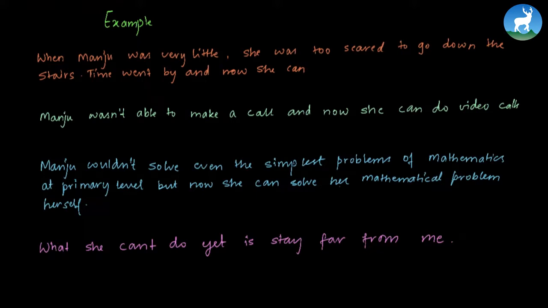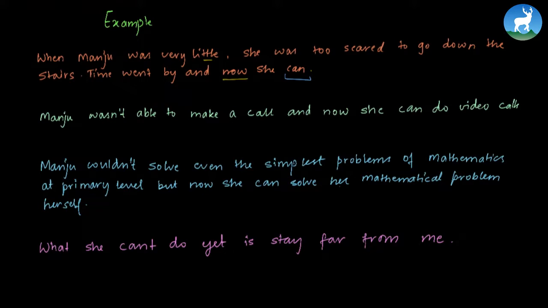So here, in the first sentence, in this slide, it's written, when Manju was very little, she was too scared to go down the stairs. Time went by and now she can. So this statement shows the ability of Manju that she can go down these stairs now. And notice that the sentence structure can has been used. Remember that I mentioned that can is used to talk about someone's general ability. So it's the general ability of Manju that she can go down the stairs, right?